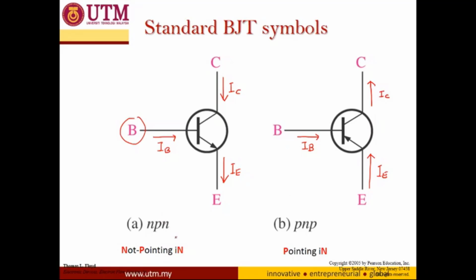Okay, so here is a tip on how you can remember the symbols of NPN and PNP. You see, this one is NPN. NPN is "not pointing in," so the arrow should be pointing out. And PNP is pointing in, so the arrow is pointing in. This is one suggested tip on how you can remember the symbols of NPN and PNP.